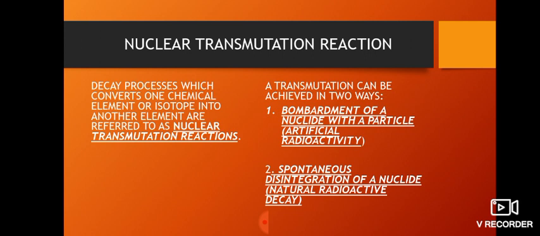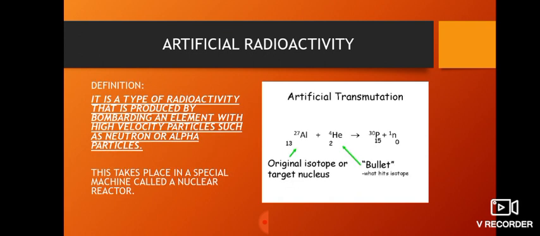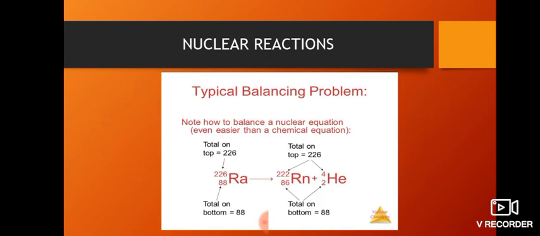Artificial, we are forcing it. We are going to bombard an element with a particle to form a different element. Natural, it occurs on its own without us doing anything. Then we saw how to balance nuclear reactions. We'll solve more problems on balancing nuclear reactions when we meet later in school.